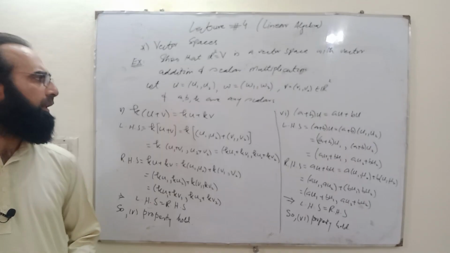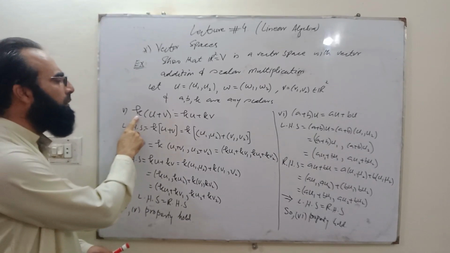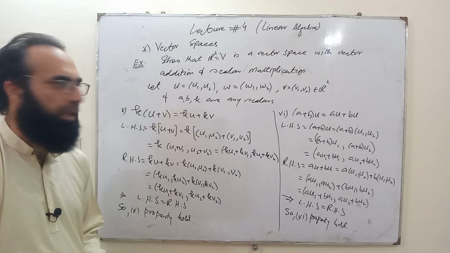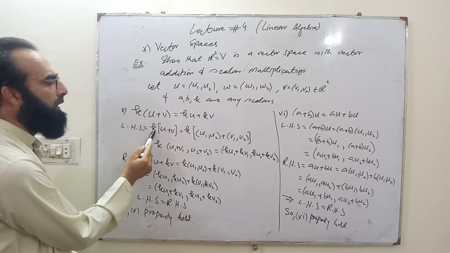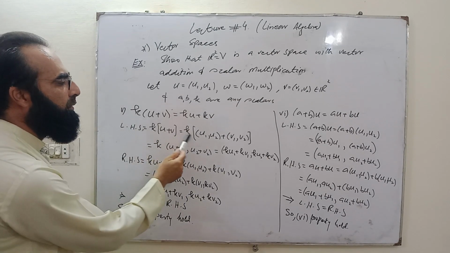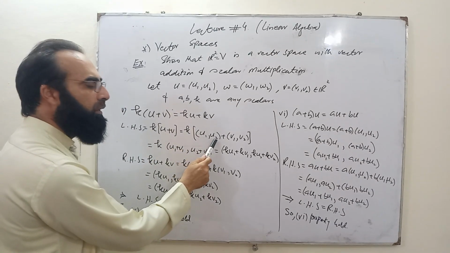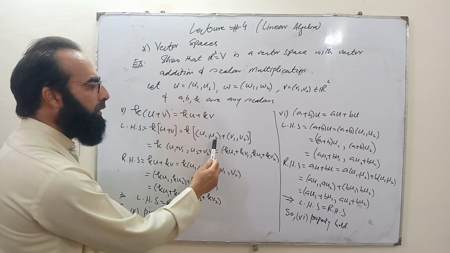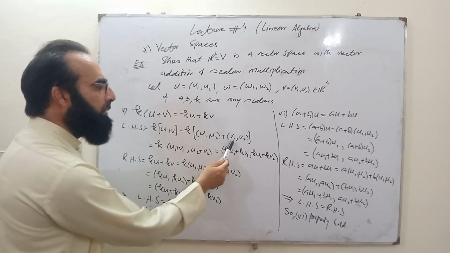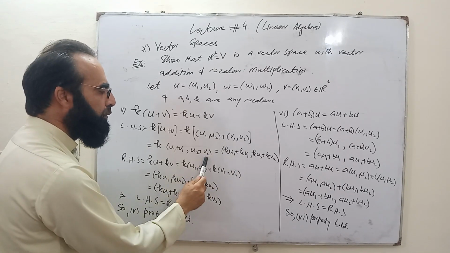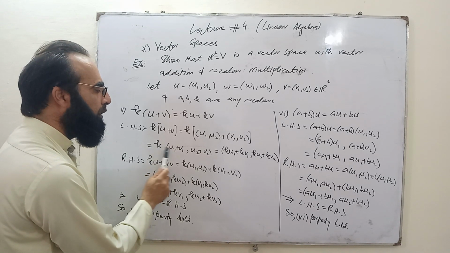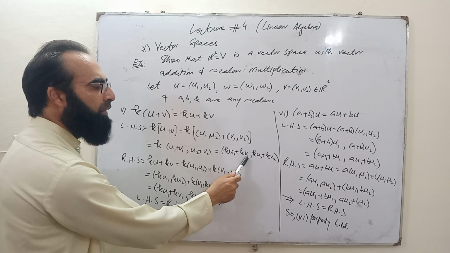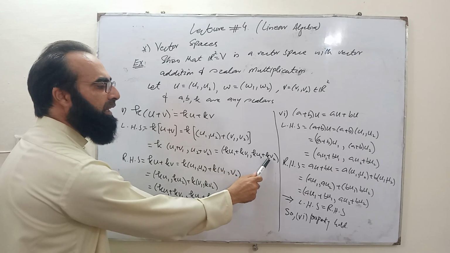Now the fifth property is k times (u plus v) is equal to k times u plus k times v. Take the left hand side. k times (u plus v): u vector is basically u1, u2, and v vector is v1, v2. Now add these two vectors. You will get u1 plus v1, u2 plus v2. Now multiply this k with both components. So it will give you k times u1 plus k times v1, comma, k times u2 plus k times v2.